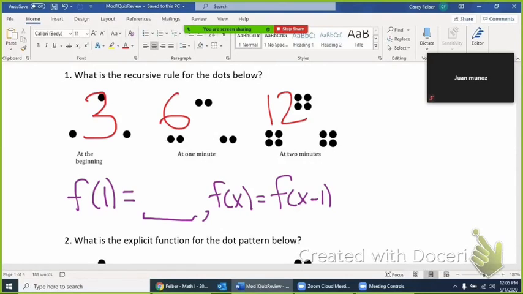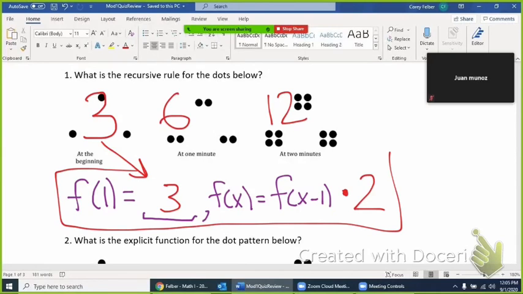Starts with 3, and then we multiply by 2. So that means the 3 is what goes in there. That's what we start with. And then the pattern at the end is just times 2. And so that right there, that's the recursive formula for that pattern of dots.